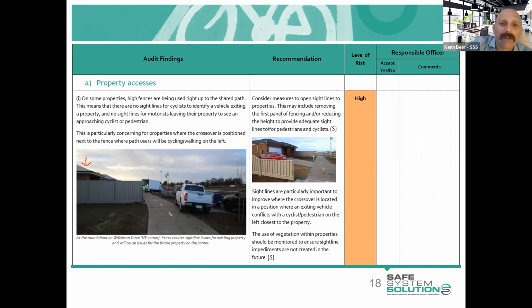And then the recommendation really there is to try to open up sight lines by potentially removing the first panels or changing the height, and explaining which of the ones are the most important, and then a little picture of an example of how it could be better, at least so a cyclist can see that.